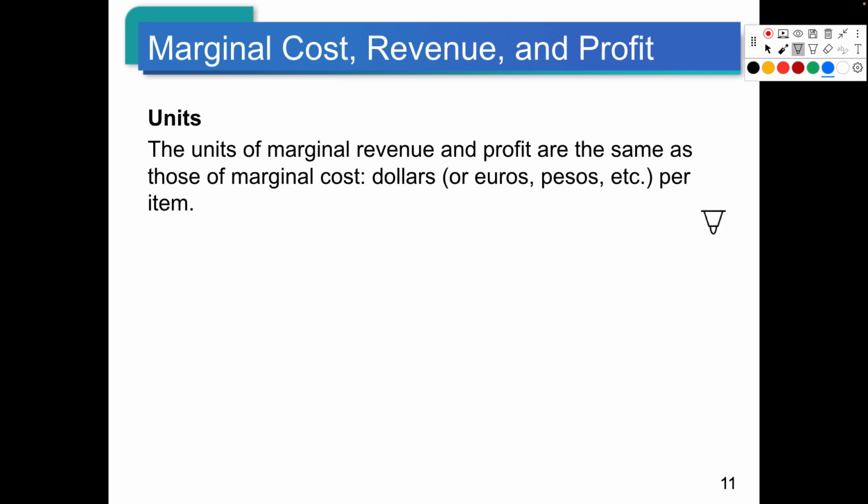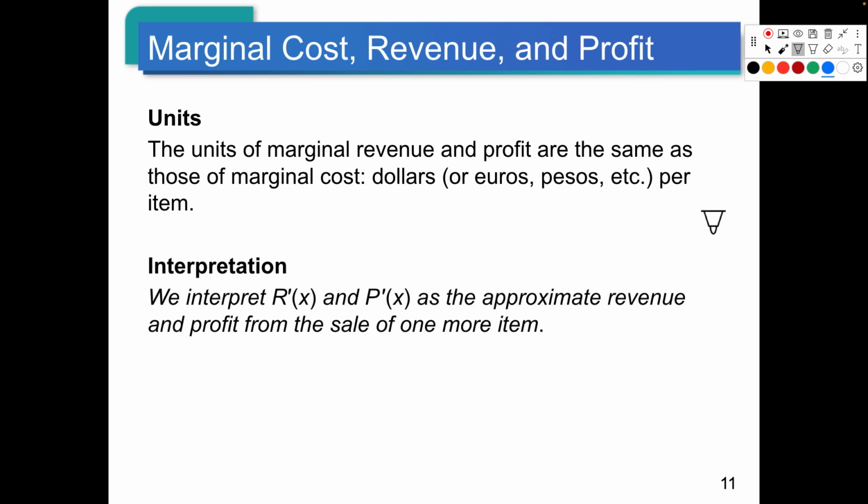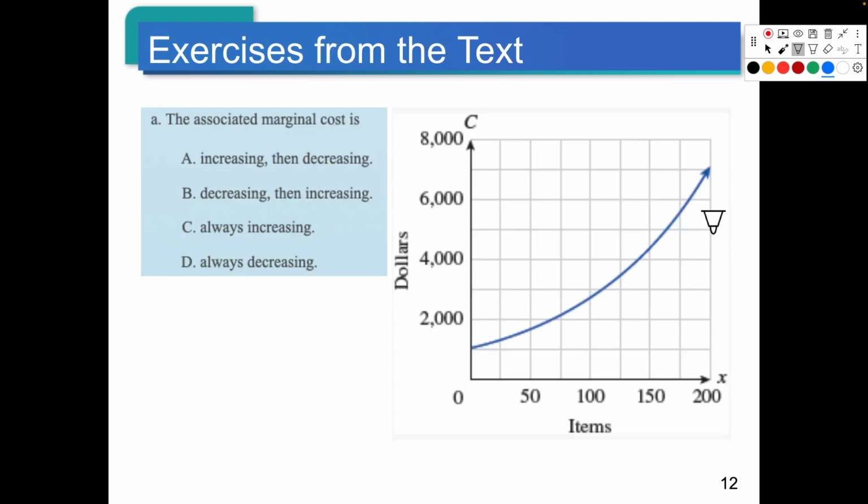Units, again, we talked about this. It's going to be dollars per unit, dollars per 1 unit, or if we're in Europe, euros or pesos or Thai baht, wherever we are in the world, it's going to be those units of currency divided by 1 unit. Marginal is always about 1 unit. And again, you'll see we could replace everything we talked about with the cost function with revenue or profit. It's for one more.